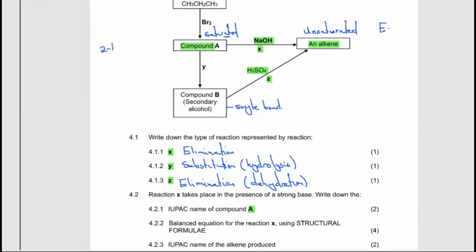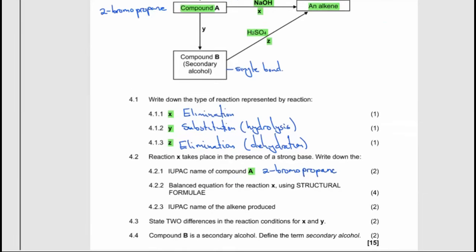So it's 2-bromopropane, like that. This is what you're going to have there. So it's just the name there. The IUPAC name is going to be 2-bromopropane, right? Okay, so you can see it's a haloalkane or an alkyl halide.